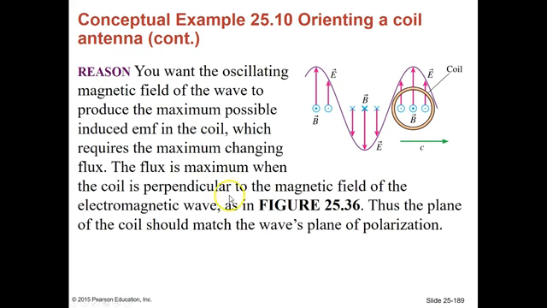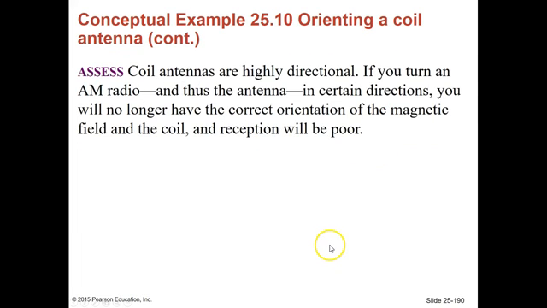So the maximum is when that coil's field is perpendicular to the magnetic field of the wave. So the plane of the coil should match the wave's plane of polarization. It should be in the same plane, essentially. Coil antennas are very highly directional. So if you turn an AM radio's antenna in certain directions, your reception will be pretty poor.